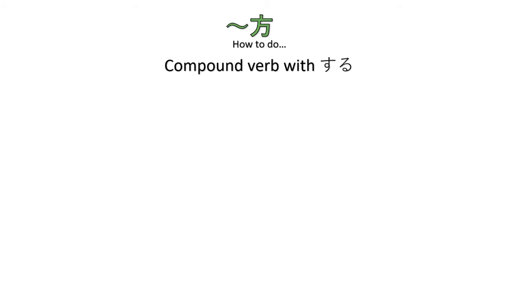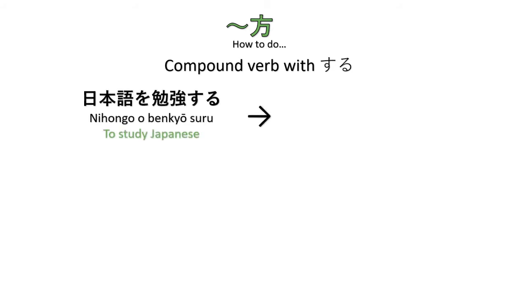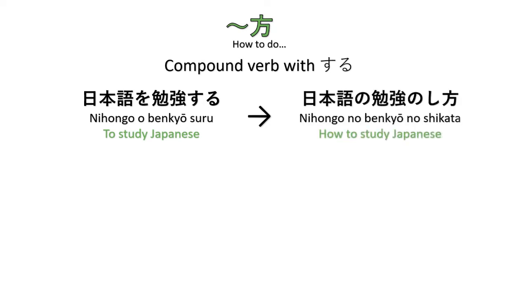Now for compound verbs with suru, like benkyou suru, Nihongo o benkyou suru, to study Japanese. Here we change the direct object particle o into no. Nihongo no benkyou, and then before shikata, which is the verb stem plus kata, we add no again. So benkyou no shikata. Nihongo no benkyou no shikata. How to study Japanese. Okay?